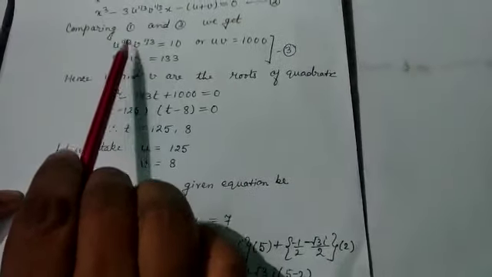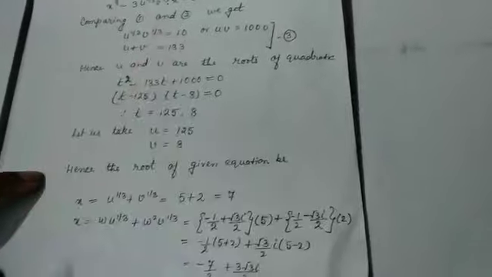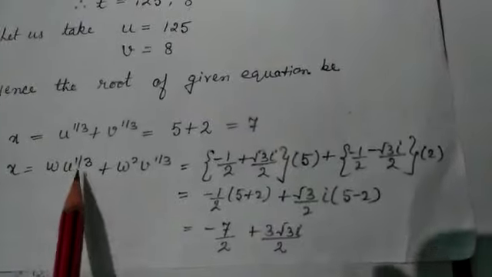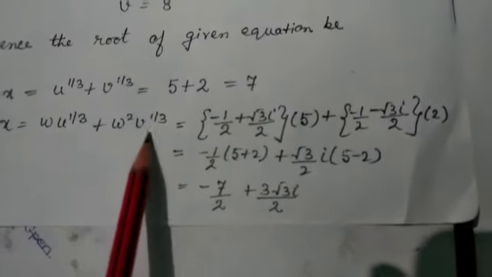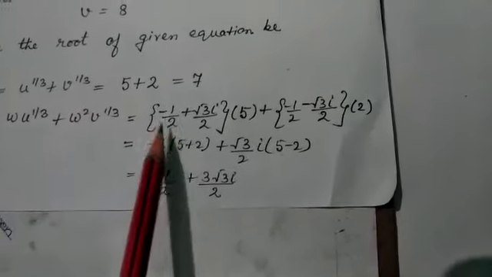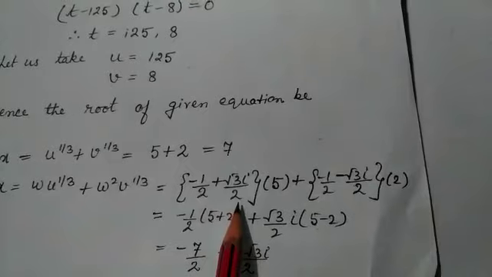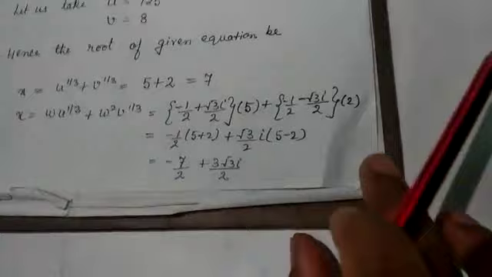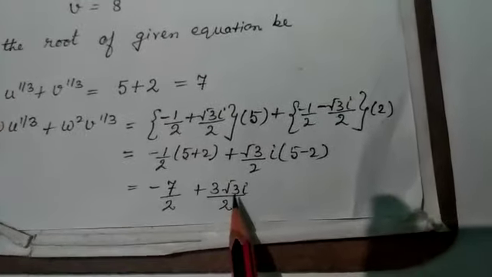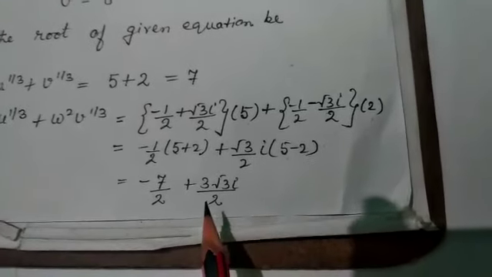That is, u to the power 1 by 3 into v to the power 1 by 3 will be equal to 10. The second value is x equal to omega u to the power 1 by 3 plus omega square v to the power 1 by 3. We'll put the value of omega, minus 1 by 2 plus root 3i by 2, into 5, plus minus 1 by 2 minus root 3i by 2 into 2. On further solving, we get the value to be minus 7 by 2 plus 3 root 3i by 2.